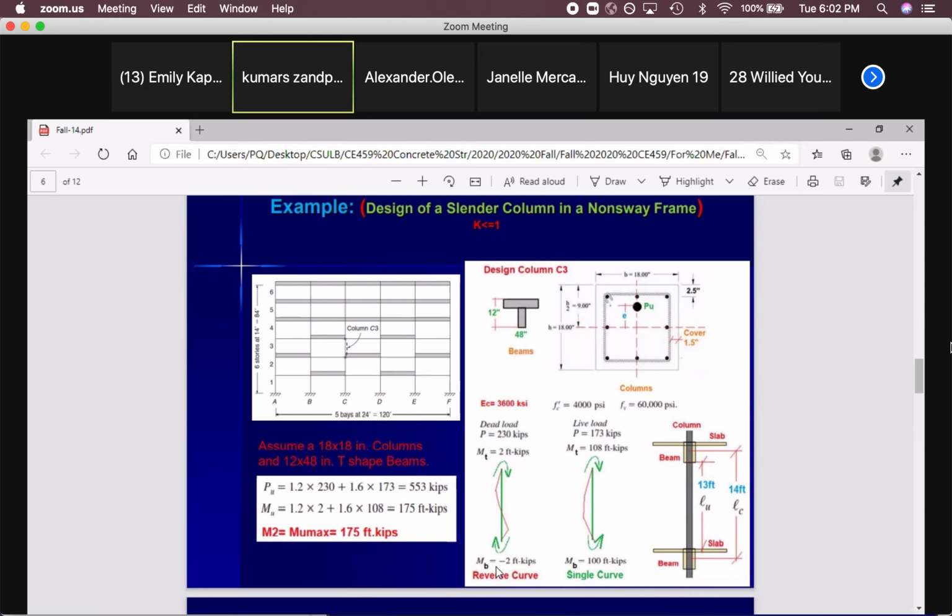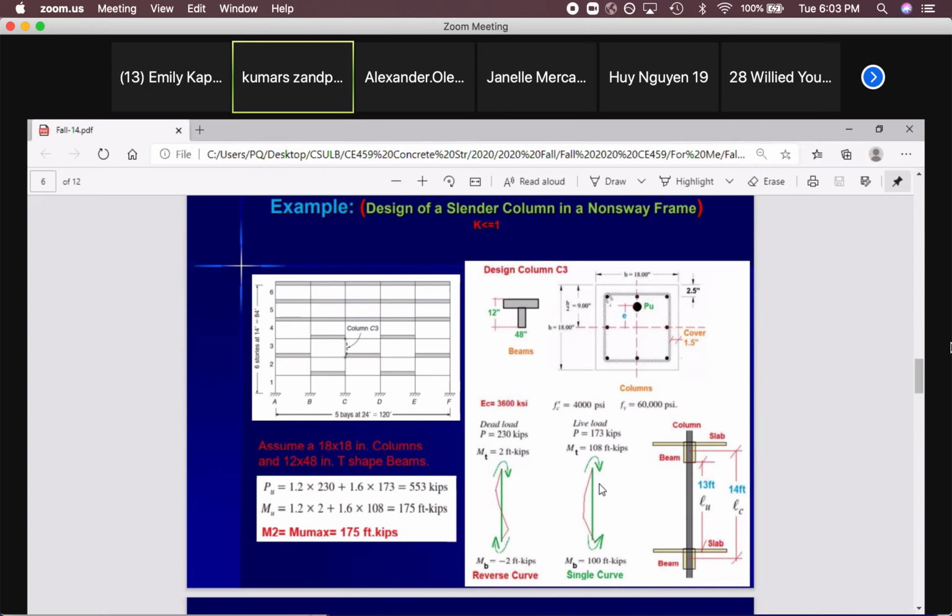What about the bottom one? 1.2 times negative 2. Look at it, those are opposite directions. So I will go 1.2 times negative 2 plus 1.6 times 100. You will get positive. And positive means this direction, because they showed positive in this direction and negative in the other direction. So if the answer for MU after I factor those is negative, I should follow this one. If I get positive, it means I should go this direction. So for M1, you will get positive. For M2, you will get positive. So positive for M top, positive for M bottom.